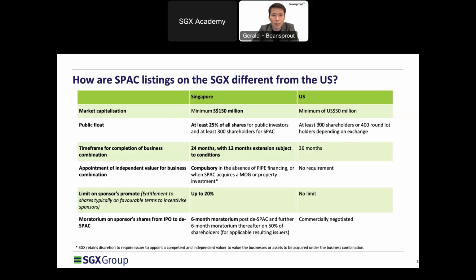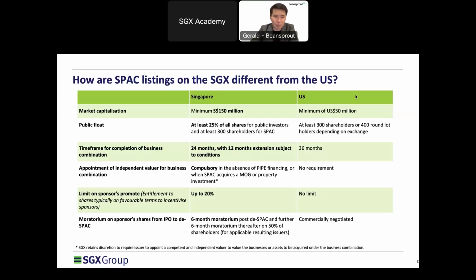There's also a need for an independent valuer for the business combination. This is compulsory in the absence of PIPE financing, but if there is PIPE financing that comes in, then the need to appoint the independent valuer would not be required. Okay, if you are not familiar with PIPE financing, that is something I'll go through later when we talk about what happens at the point of the de-SPAC.